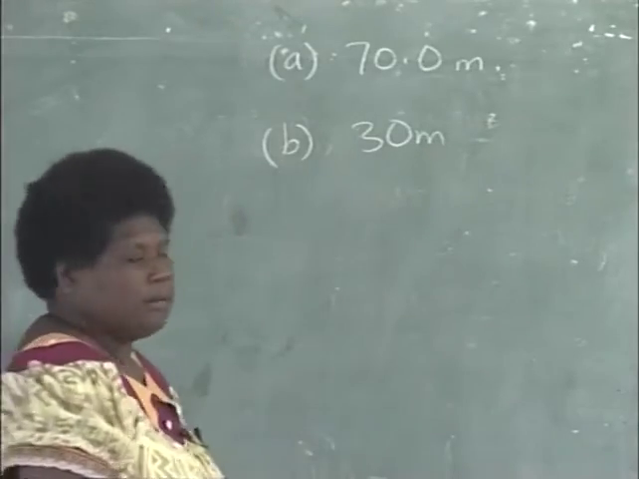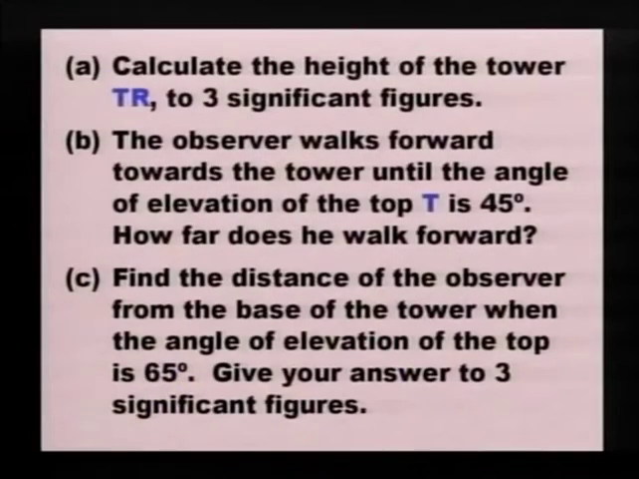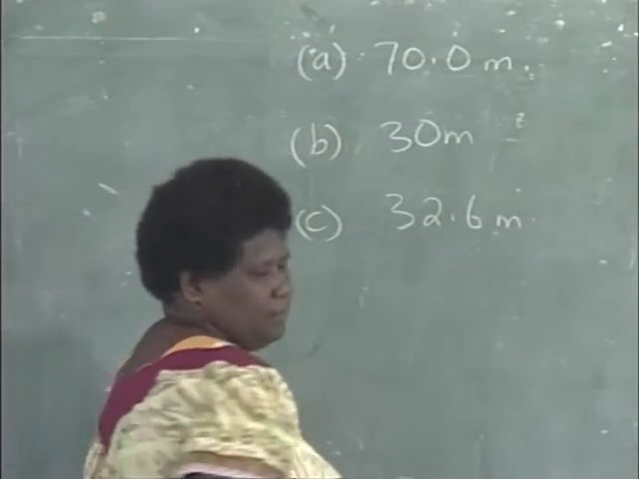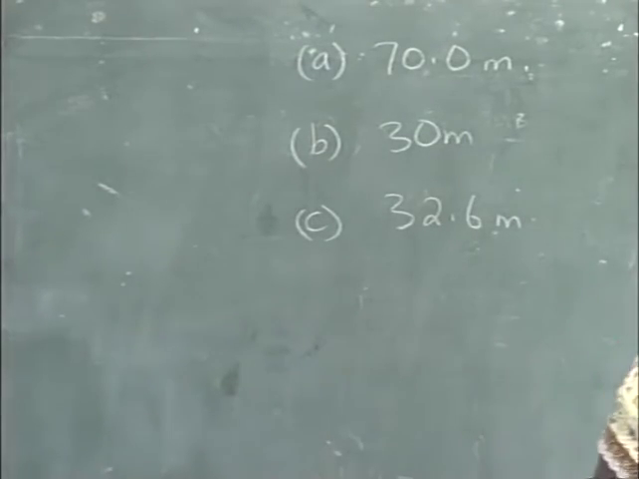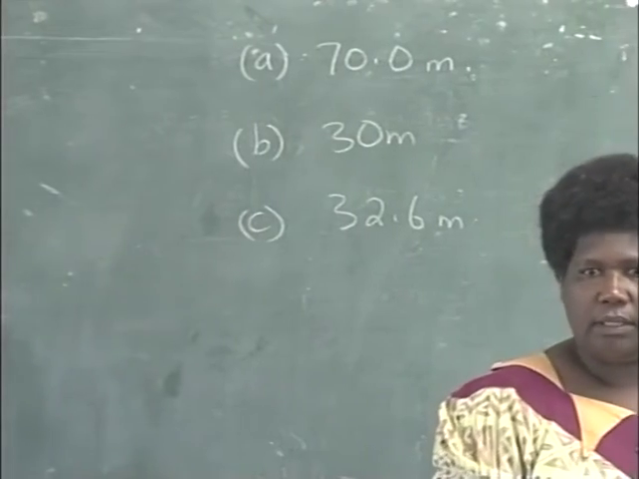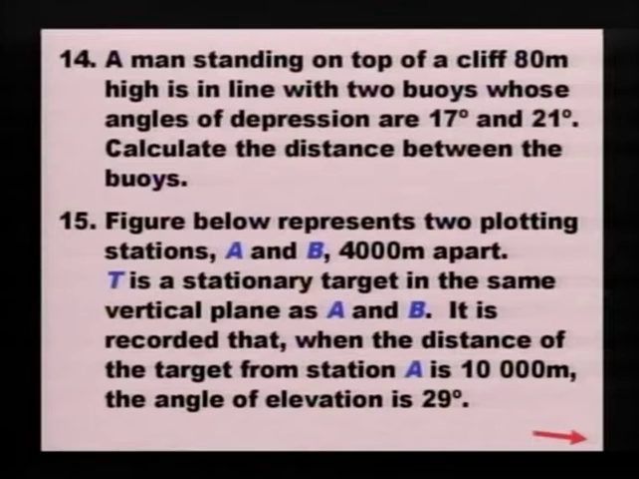30 meters? Okay, and C, find the distance of the observer from the base of the tower when the angle of elevation of the top is 65 degrees. Give your answer to 3 significant figures. Miriam. 32.6 meters. Okay, is there anyone who doesn't know how the answers were calculated? You all agree with the answers then?